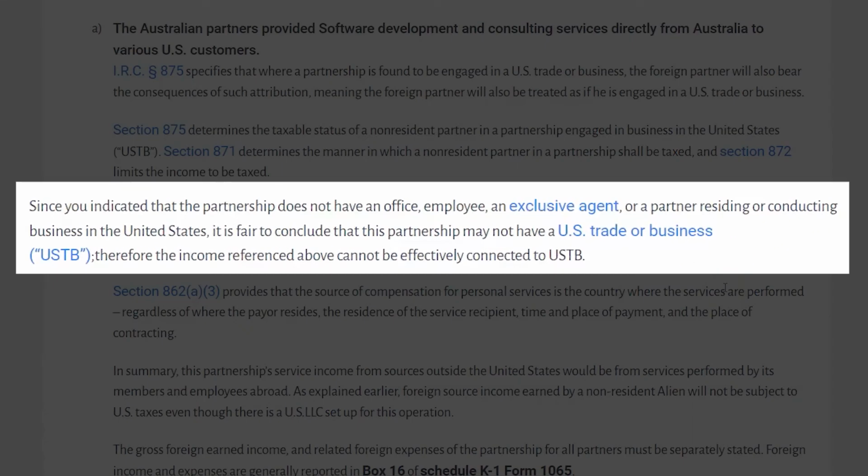Since this person indicated that the partnership does not have an office, employee, or exclusive agent, or a partner residing or even conducting business in the US, it is fair to conclude that this partnership may not have a US trade or business. Therefore, the income referenced above cannot be effectively connected to a US trade or business.